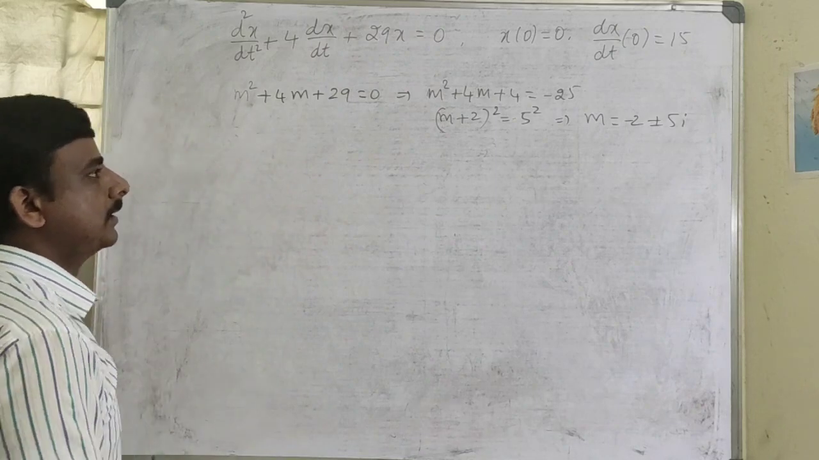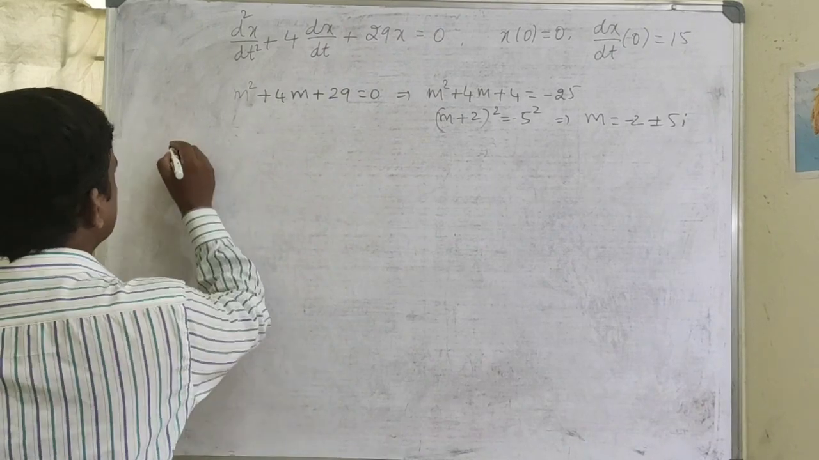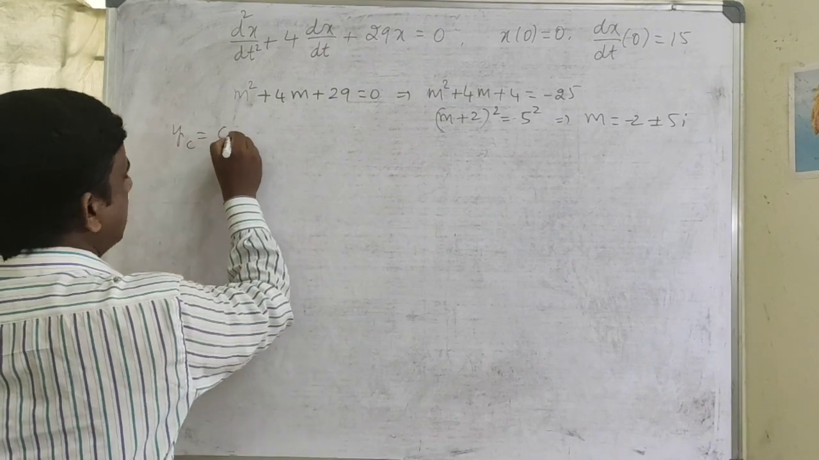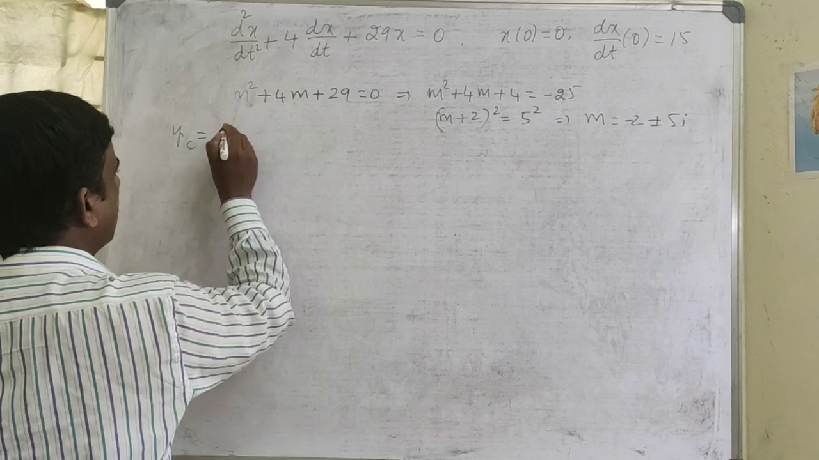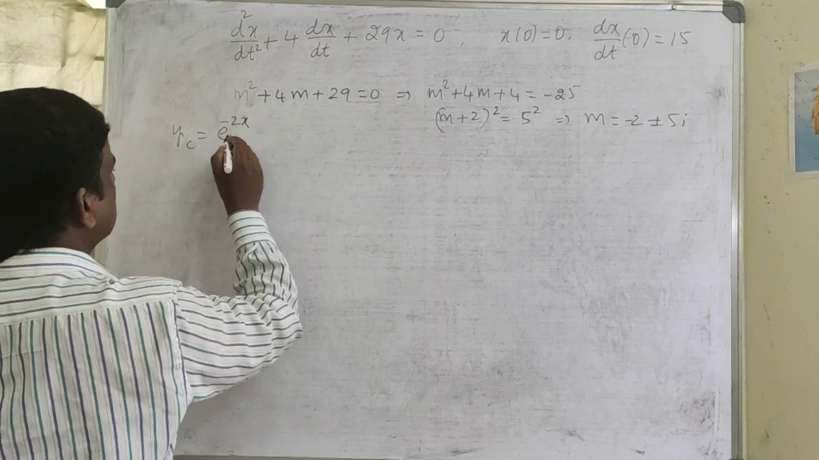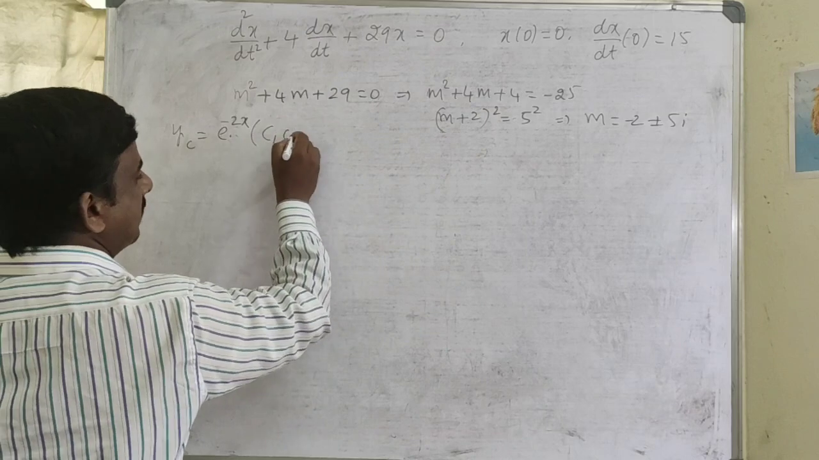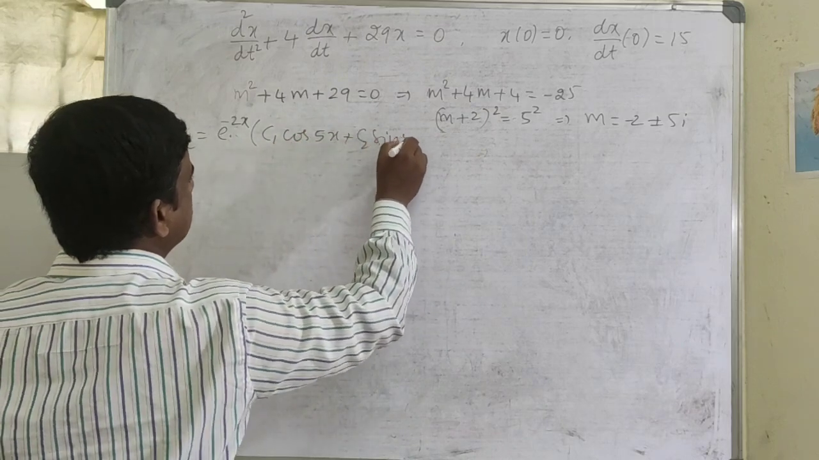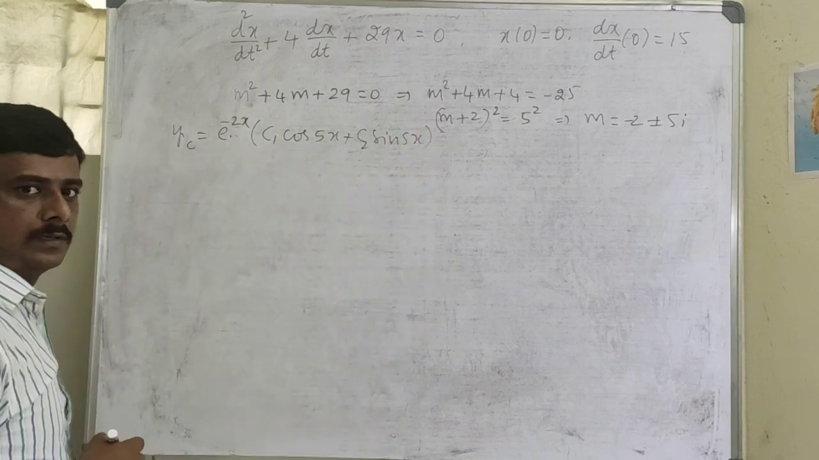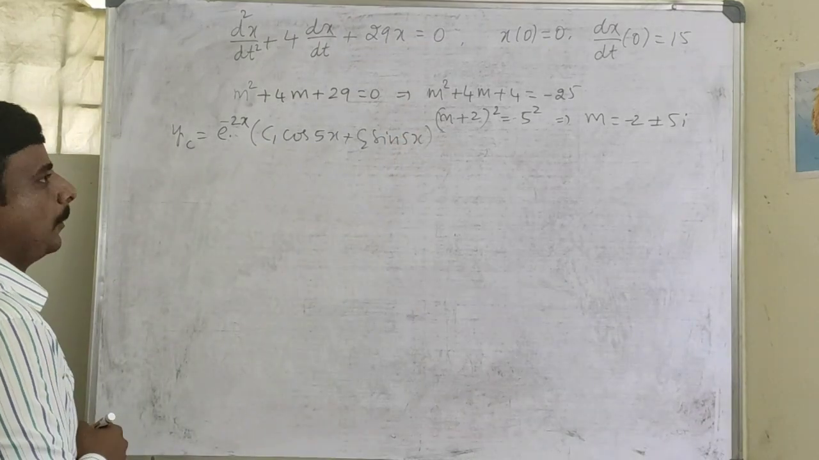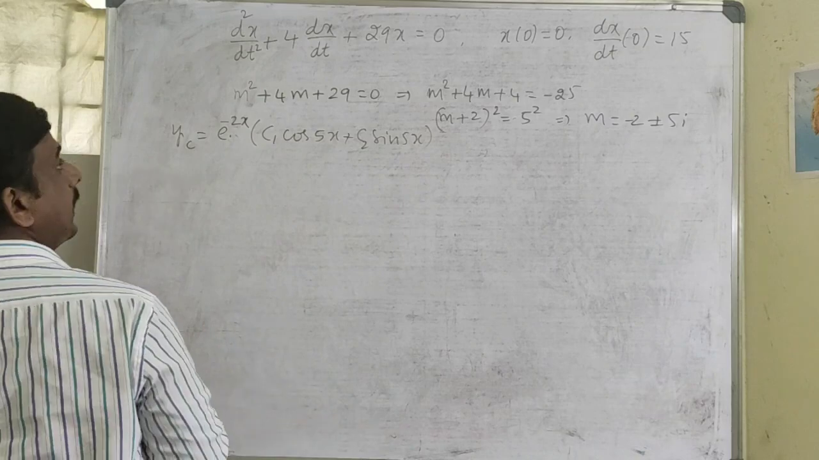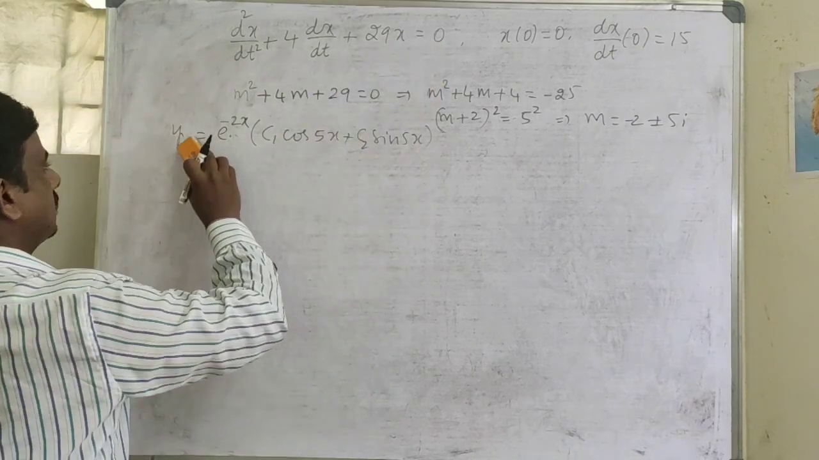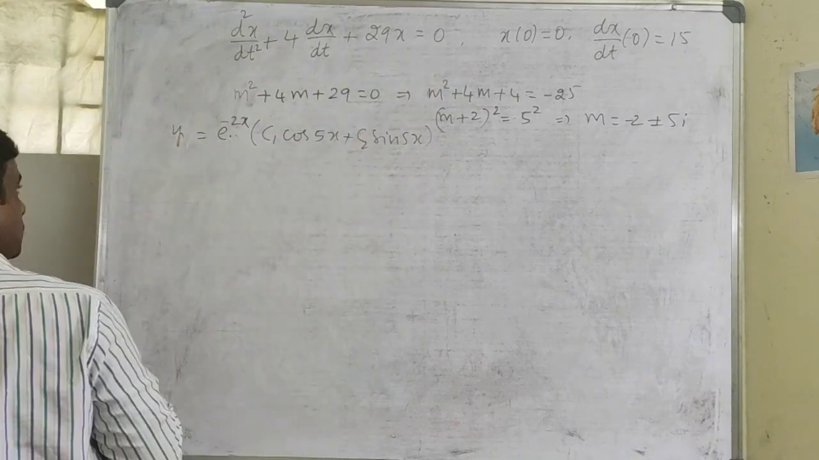So m equal to minus 2 plus or minus 5i. So those are the roots of the given equation. So y is e power minus 2t, that is the real part, times c1 cos 5t plus c2 sin 5t. Now, it's a homogeneous equation, so no need to write yc. This is only x.